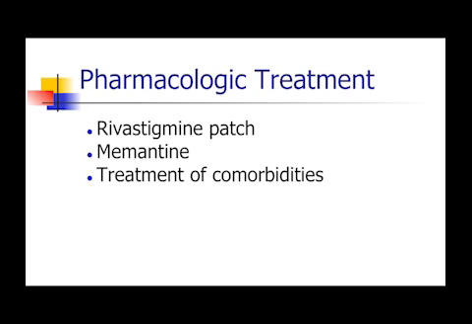Usually I start with the patch at 4.6 milligrams. In a month I increase it to the 9.5, and then in another month I go up to the 13.3. This sometimes can make a remarkable difference for these patients. It's not a cure, but it does seem to be a real benefit for many, many patients. We think that what happens is that for some reason the rivastigmine patch selectively elevates the level of acetylcholine in the cortex, where it is markedly diminished in patients with diffuse Lewy body disease.